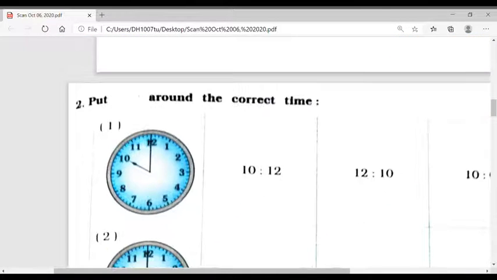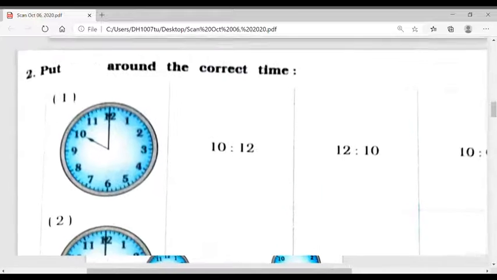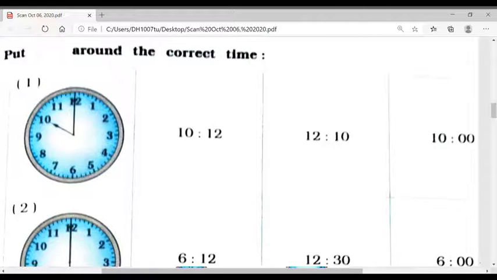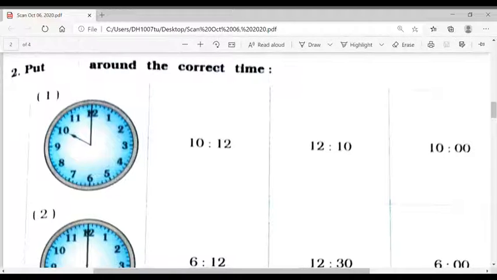Okay, now I am going to start question number 2. In question number 2 children, you have to put a circle around the correct time. First you will check what time is given by the clock. You have to see the time by the clock and you have to put a tick mark to the correct option.